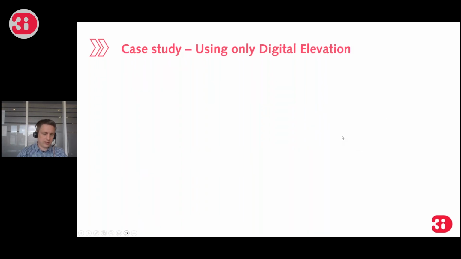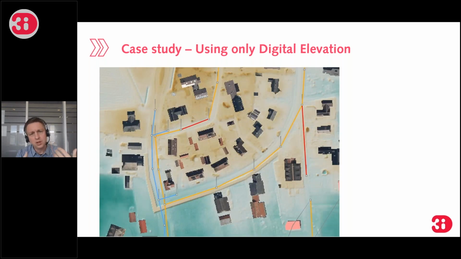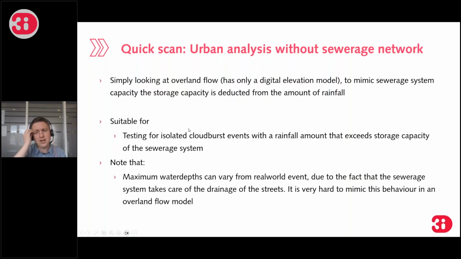So a couple of years ago, maybe 10 years already, maybe even more, worldwide there were more and more high resolution digital elevation models available. So for example, you can also do a study using only digital elevation models. And there's an example here. Of course, for reference, the sewer system is included. And basically what you do is you can do a quick scan. You can do urban analysis without the sewage network.